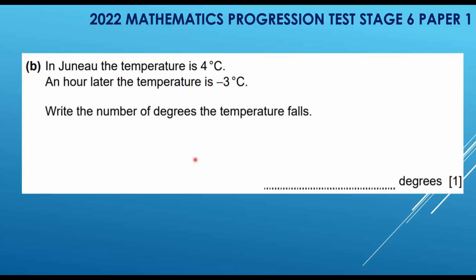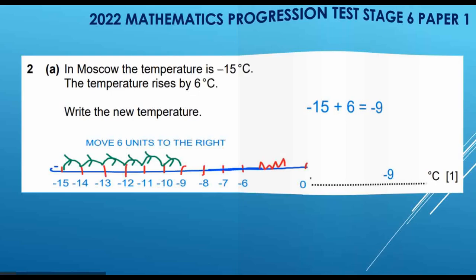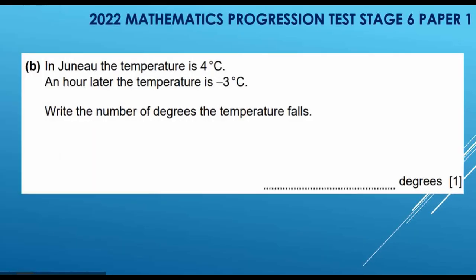Sorry guys, technical mistake. Now question 2b. In the evening, the temperature is 4 degrees Celsius. An hour later, the temperature is negative 3 degrees Celsius. Write the number of degrees the temperature falls. Let's reveal the answer. So it's 7 degrees Celsius.